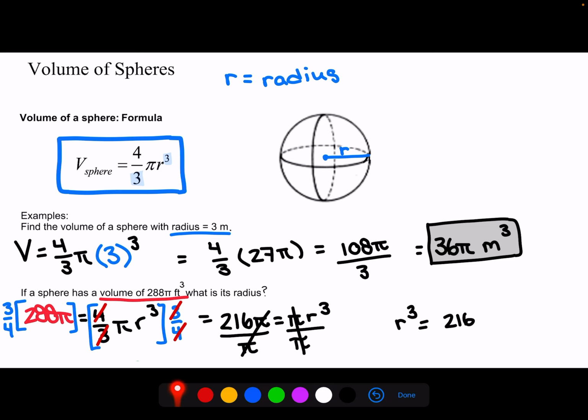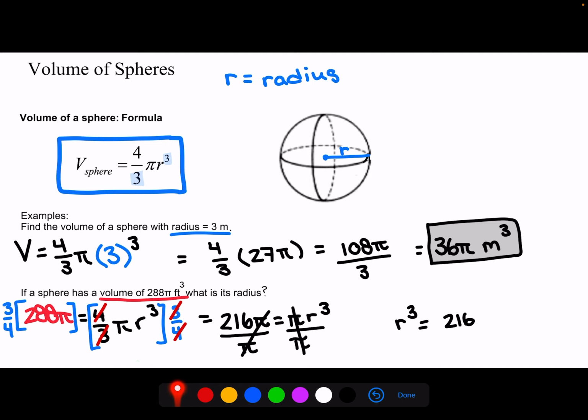Lastly, we need to get r by itself, so I need to get rid of this cubed. Now, a good way to think about this is: how would I get rid of a square in this scenario? Well, I'd take the square root, because the opposite of squaring something is to take the square root. Is there something for cubed powers like that? Well, yes, it's called the cube root. And it's the same exact concept.